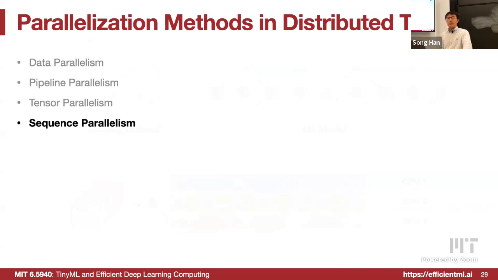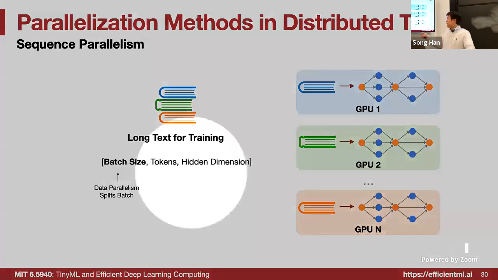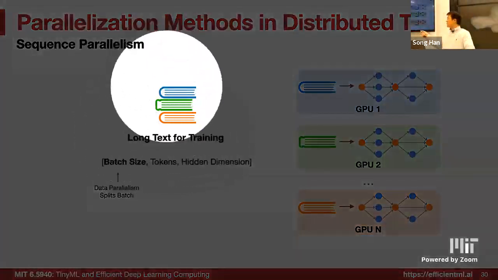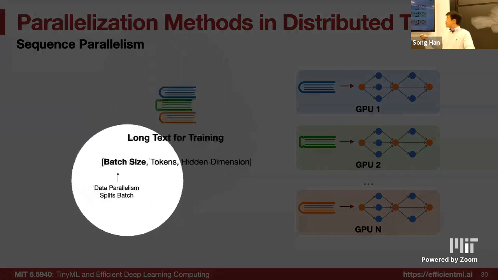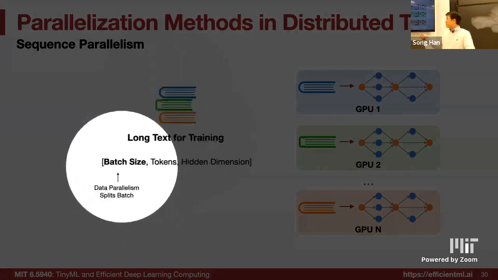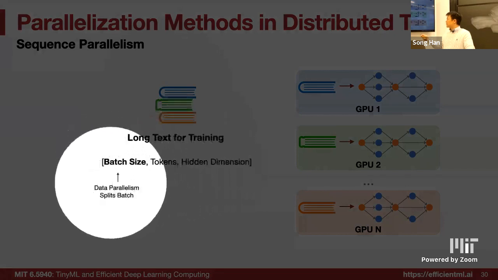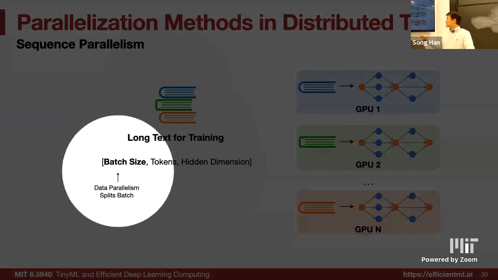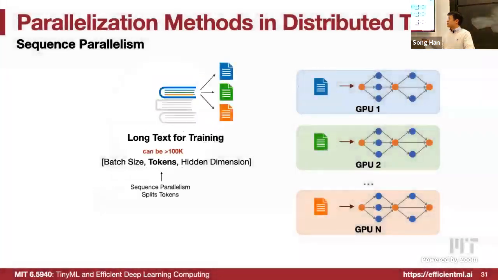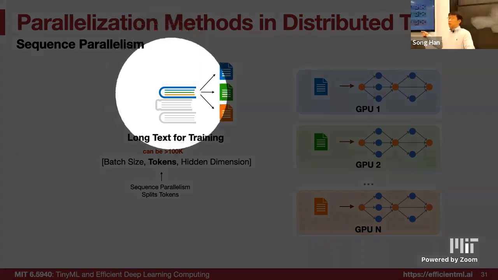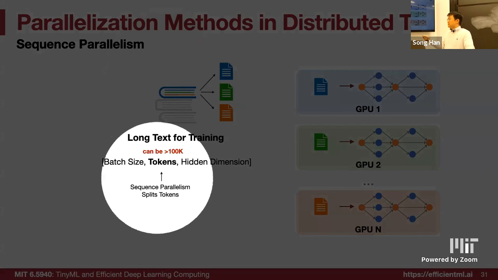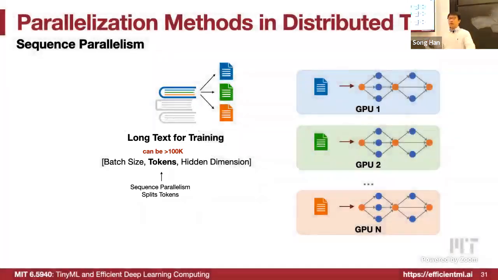And lastly, we have sequence parallelism. Say we have a long text for training, like 3 books. First, we have the batch size dimension, token dimension, hidden dimension. For the batch dimension, we can use data parallelism, split by the batch. Like 3 books, we split it and train only 1 book on 1 GPU. And then from the token dimension, the token is too long. Like the book can have tens of thousands of tokens.